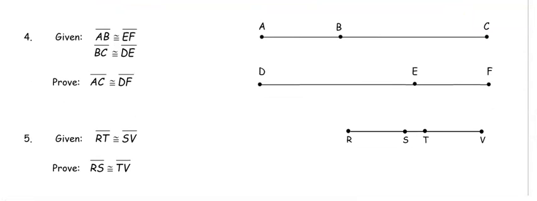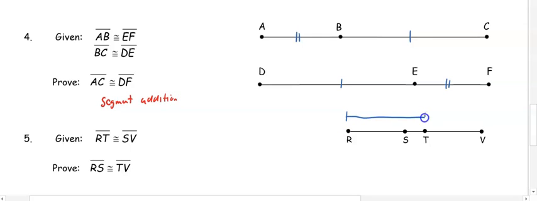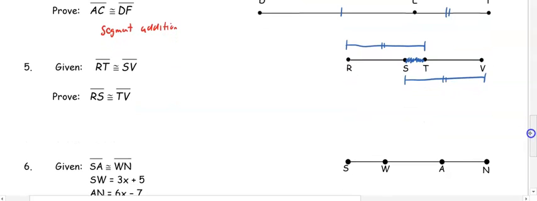In number 4, we are given that AB is congruent to EF and BC is congruent to DE. So we have two congruent parts that are added together. So we now know our entire segment is congruent. So this would be segment addition. In number 5, we know that RT is congruent to SV. We want to prove that RS is congruent to TV. So if we cut out this middle part, ST, from both segments, the remaining also has to be congruent. So this would be segment subtraction.